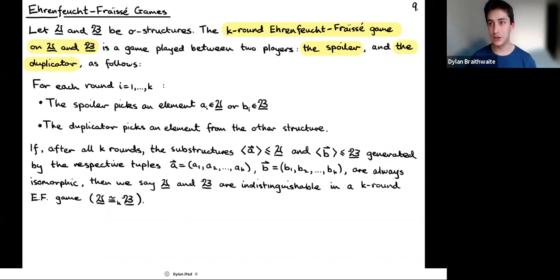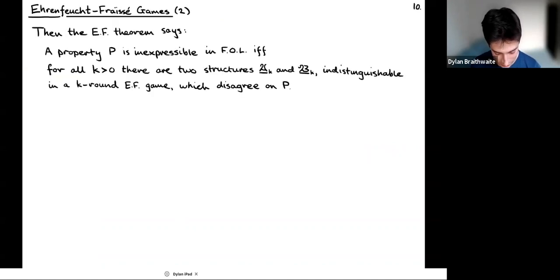And how we actually use this to discuss the expressivity of logics is using something called the EF theorem, which says that a property is inexpressible if and only if for every k we can come up with two structures for which the duplicator always has a winning strategy, but one of the structures, say A, has property P, but the other structure B doesn't have property P. I can give an example of this too.